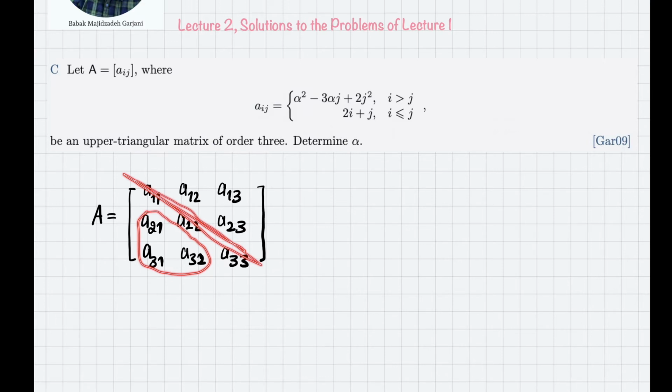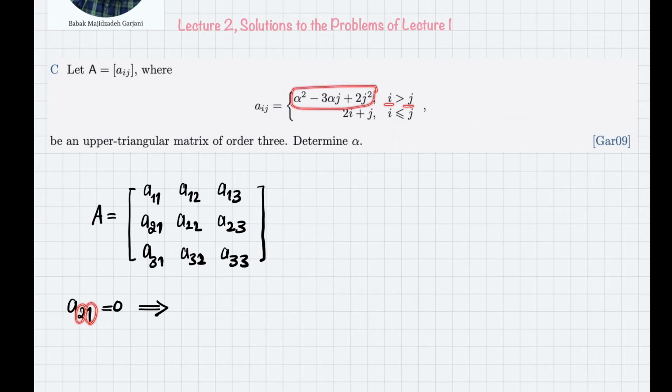We don't know what's happening for these entries or even the entries on the main diagonal. But because this is supposed to be an upper triangular matrix, it is guaranteed that these 3 entries are equal to 0. So then what should I do? It means that I put A21 equal to 0. But what is A21 in this case? The i index is 2, the j index is 1, so the i index is greater than the j index, so this will follow this rule.